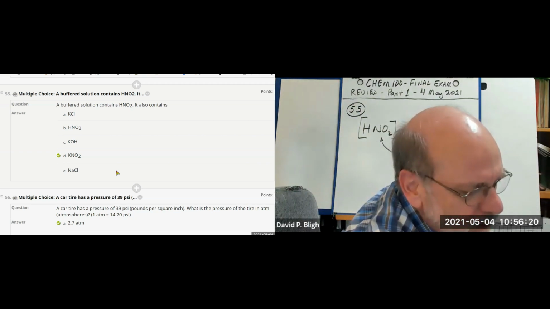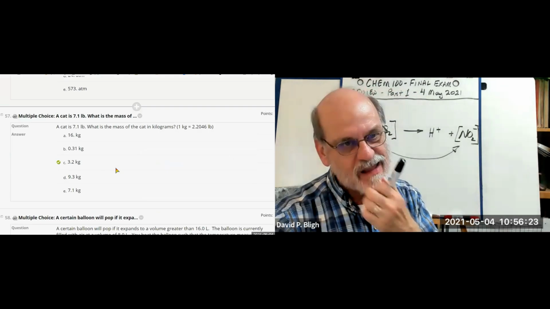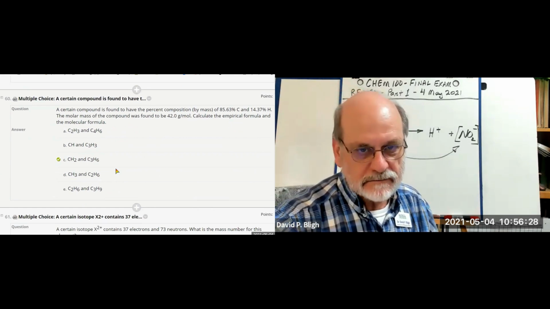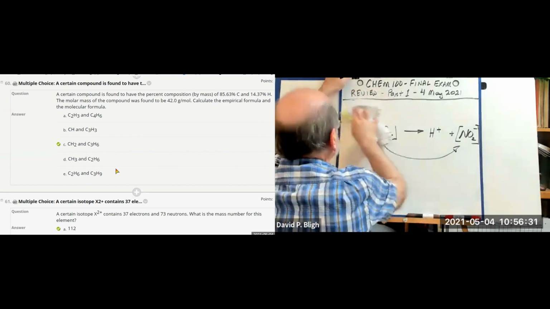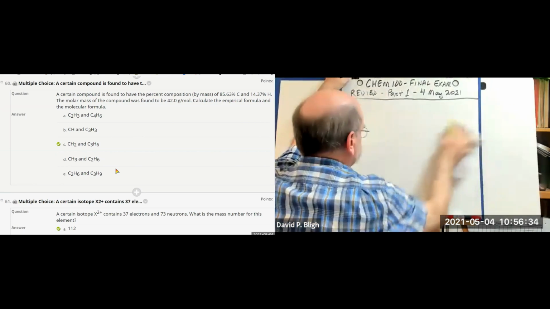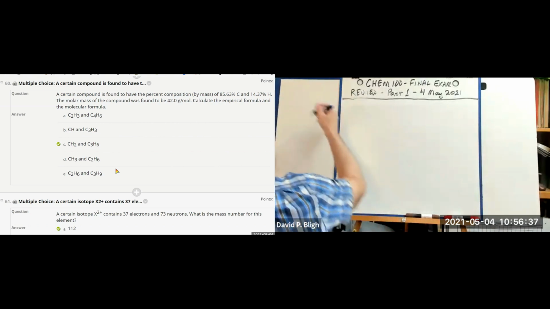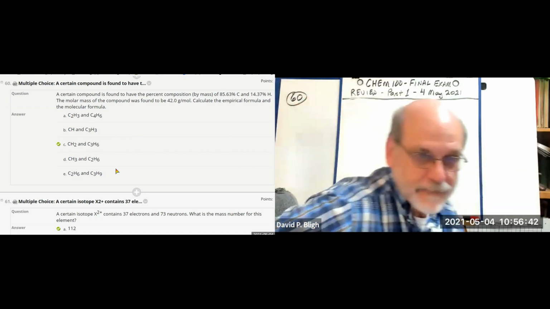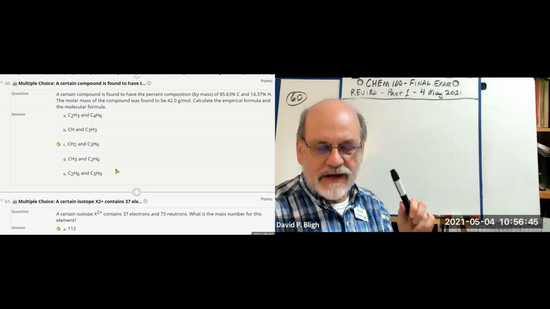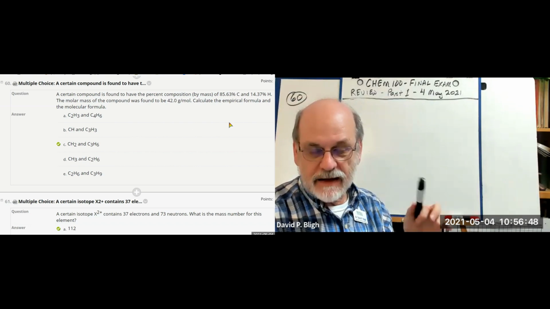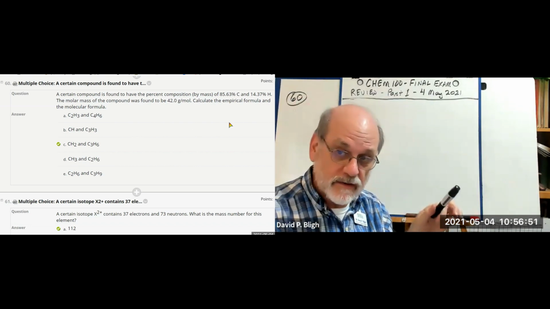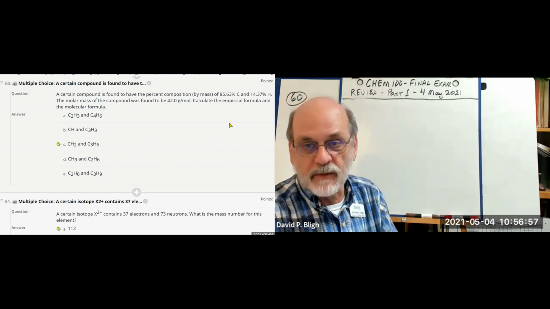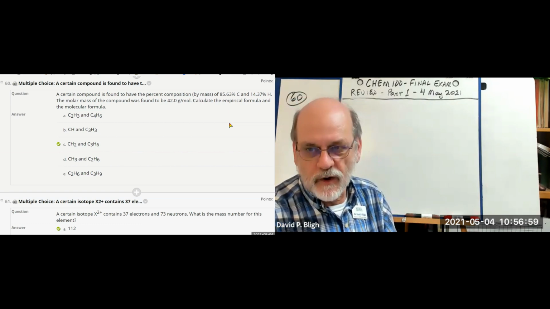I think I marked it out. 60. Okay. 60. I may need a little more room, so I'm going to start 60 over here. All right. A certain compound is found to have the percent composition: 85.63% carbon, 14.37% hydrogen. The molar mass of the compound is 42 grams per mole. What's the empirical and the molecular formula?